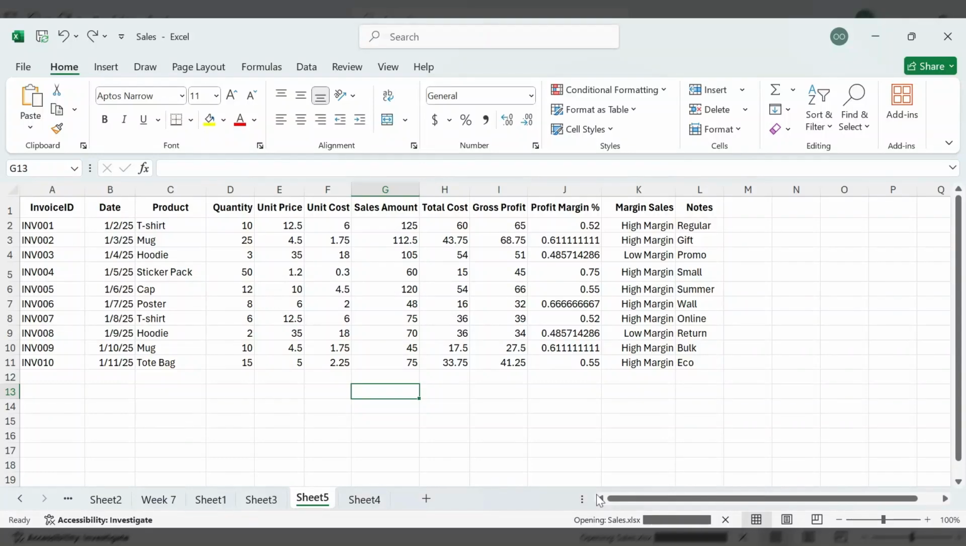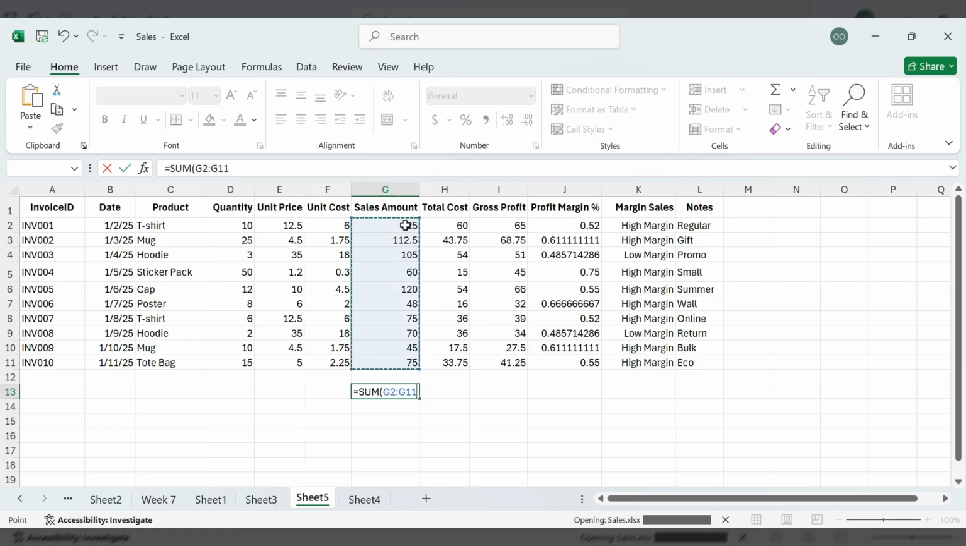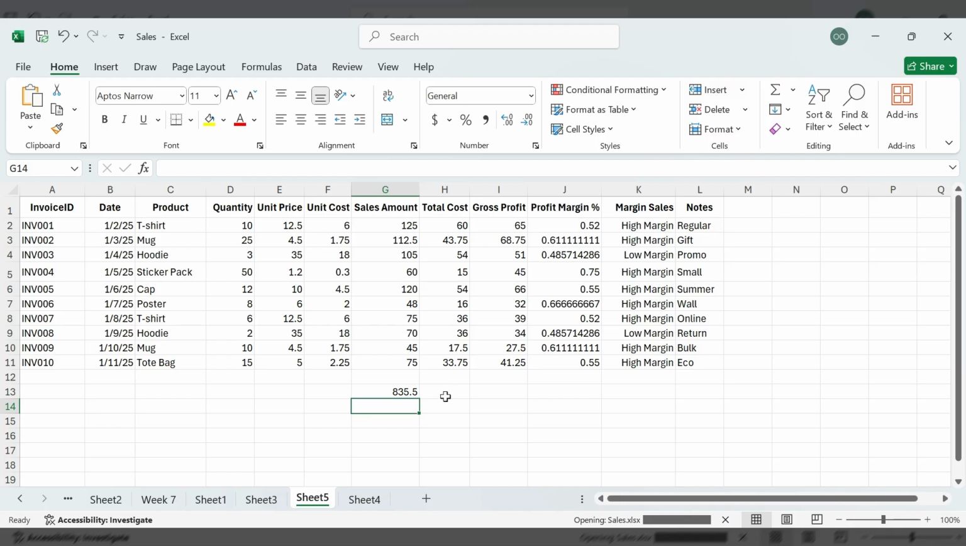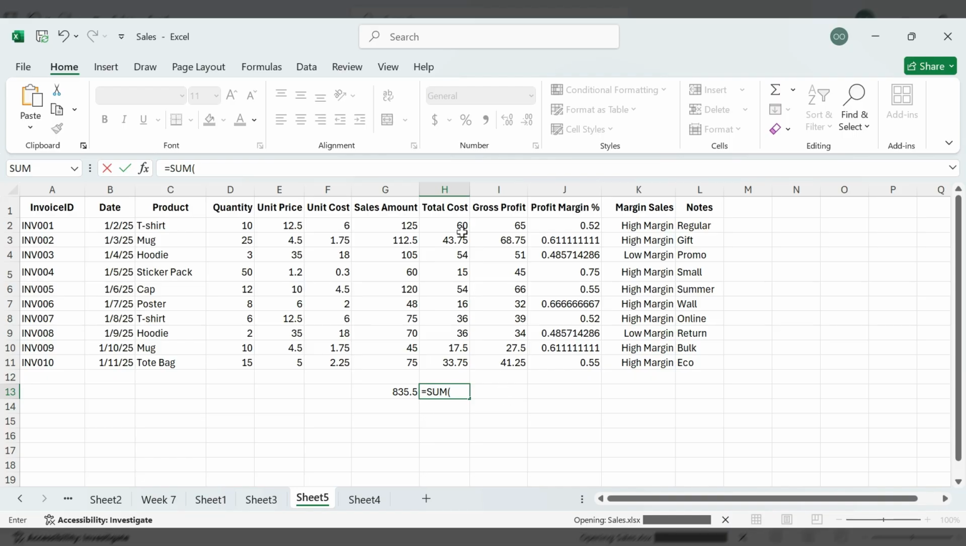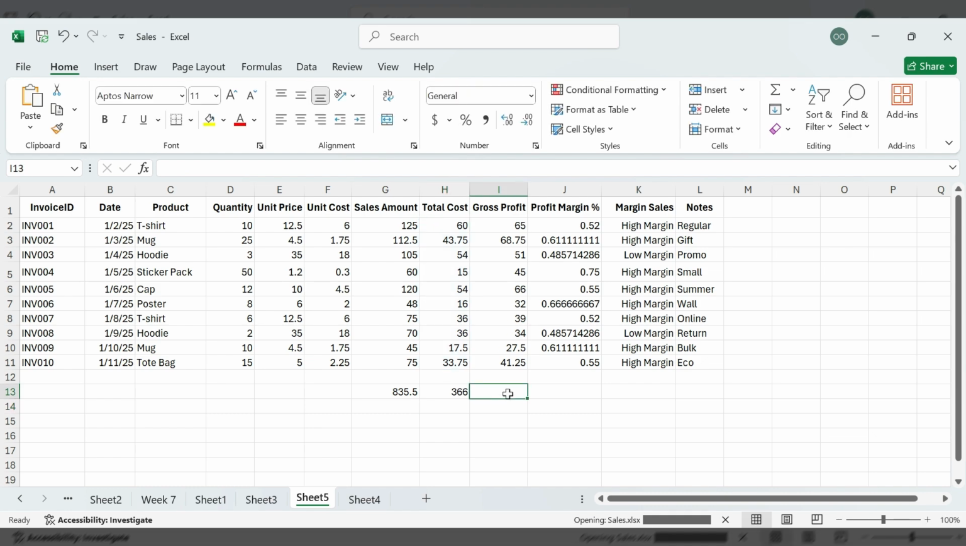Moving on, we want to get our total sales, total profit, average unit cost, average profit margins, and total cost. So you use your equals to sum, total sales amount, and this is how you get your total sales. Then total cost is also the same formula, sum, you get your total cost.